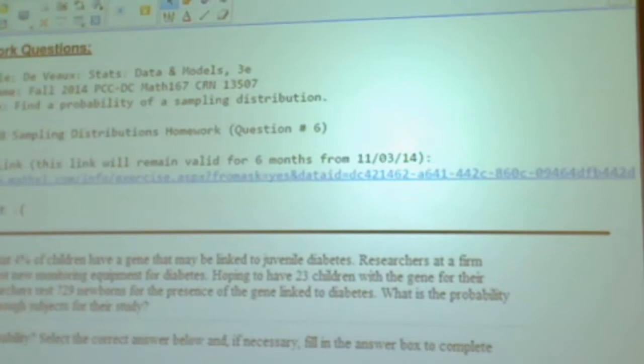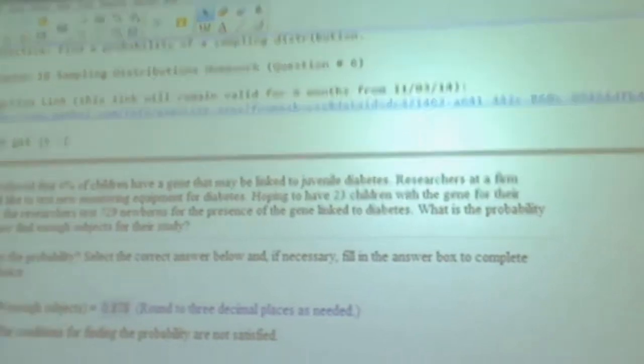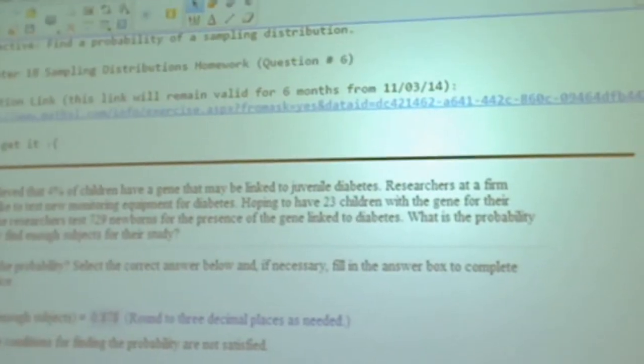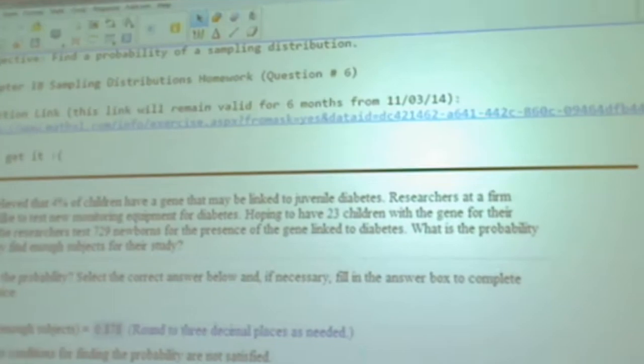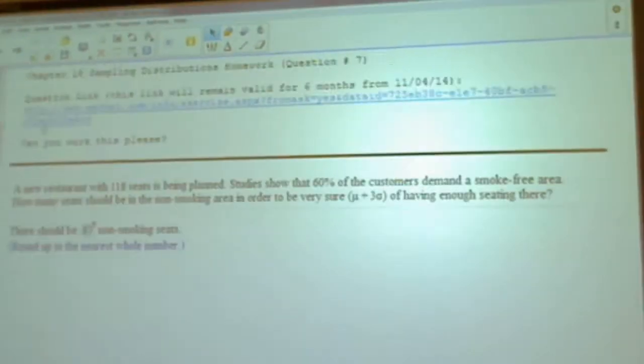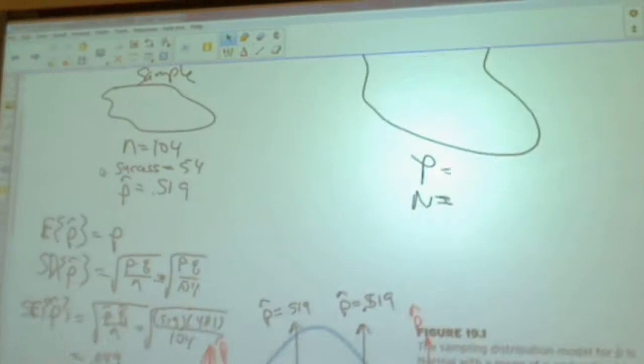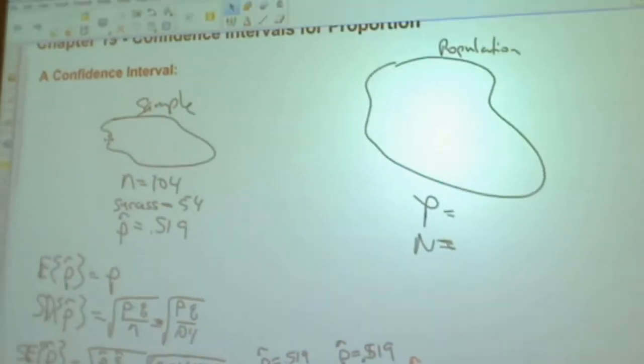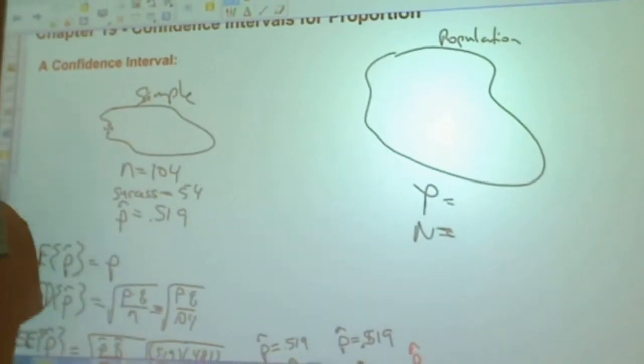These were homework problems, the ones on D2L, worked out: chapter 18, number 6 and number 7. I introduced the confidence interval in chapter 19.